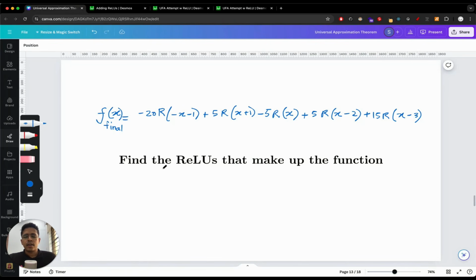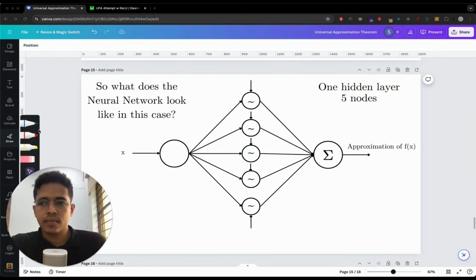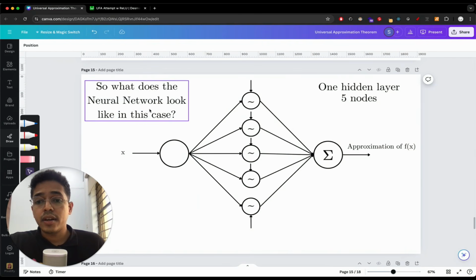So now the range in which this is valid is x belonging to minus 2 to plus 4. And when I say valid, I don't mean that this is perfectly approximating our original function. I'm just saying the extent to which we were happy. So this is the range in which we'll be generally happy if this function was applied. So this is how we can use a bunch of ReLU functions to represent a complex continuous function. So how does the neural network look now?